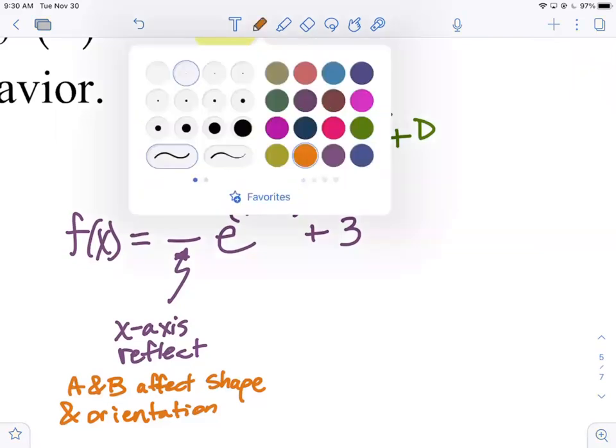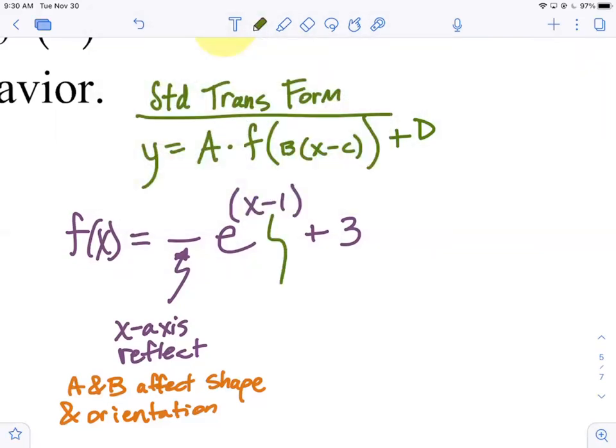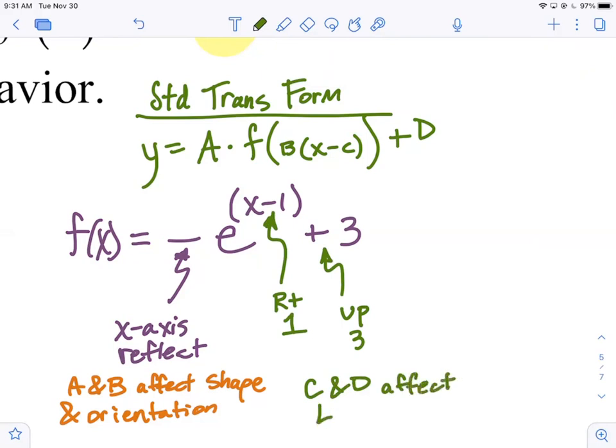All right, so what does the -1 do when it's inside? Right 1. Remember, if it's inside, it's opposite of what it appears. So it's right 1, and then the +3, which is outside on the ground floor, is up 3. Good. So your C and D affect not the shape and orientation, they only affect the location. They're just going to move it someplace new.